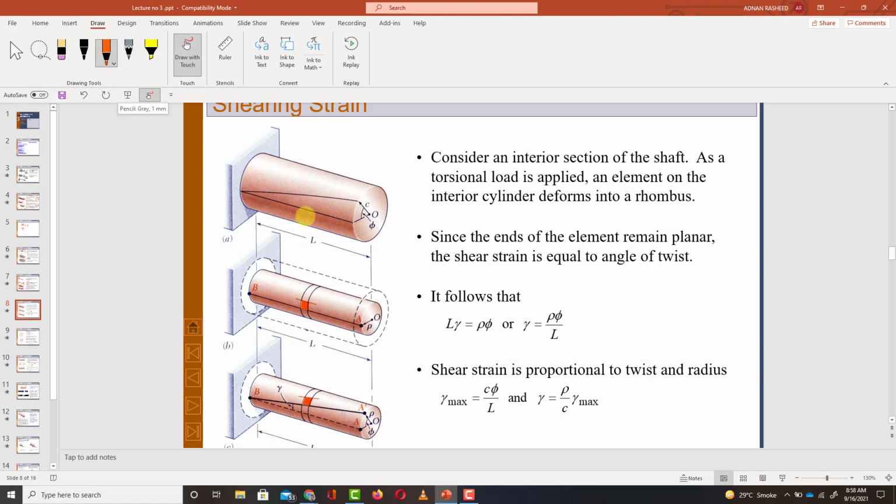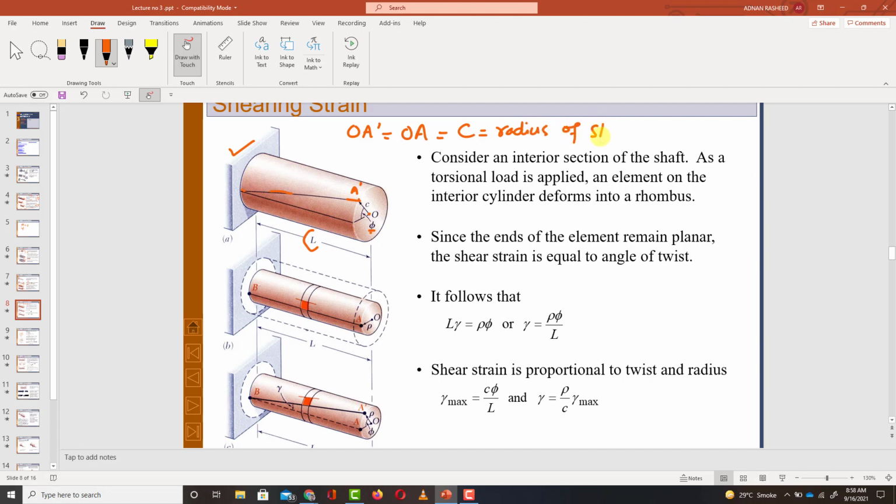This is the shaft that is supported at this fixed point and having length L, and when it is subjected to torque, this line will move to another point. This is point O, this is the angle of twist. From O to this point, which was taken as A dash, OA dash is equal to OA, and that is equal to C. What is C? C is the radius of the shaft.